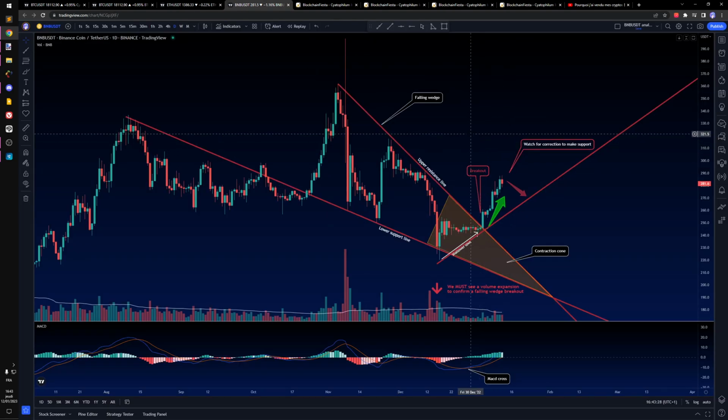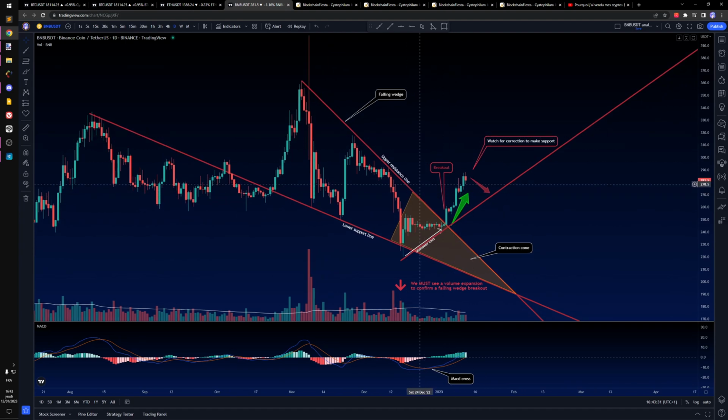BNB, we had a breakout, we had the MACD cross, we had some good volume here, but I'm expecting to see a correction around here, so 270.